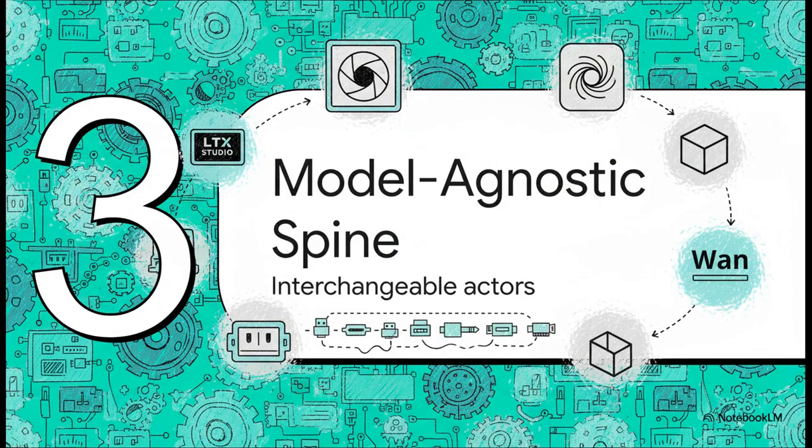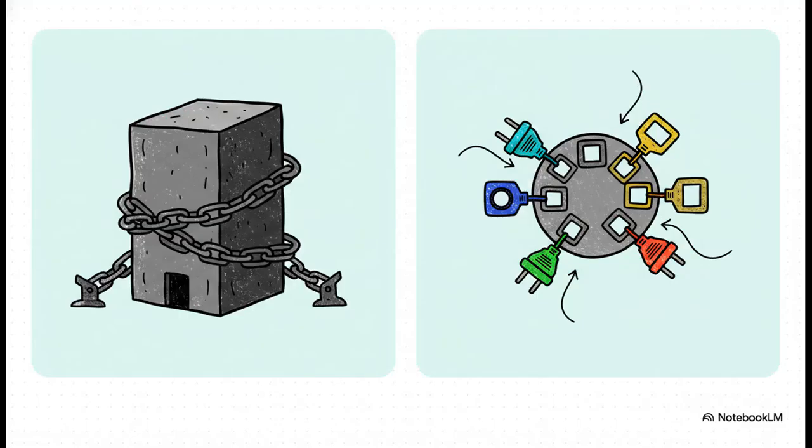Section 3, a model-agnostic spine. Think of this as having interchangeable actors for every single role. This is where the platform's core philosophy really shines, totally avoiding dependence on any single AI model. Let's contrast the two approaches here.